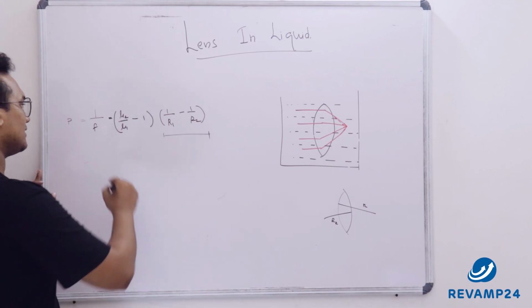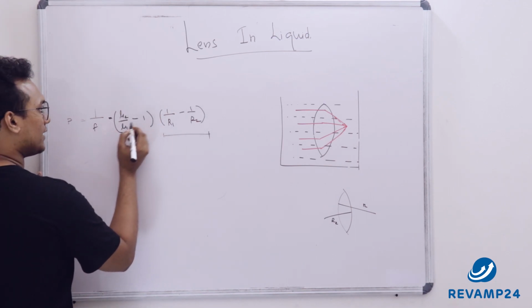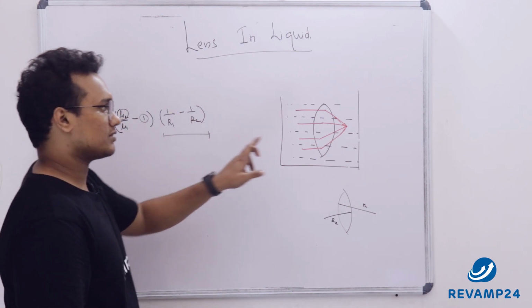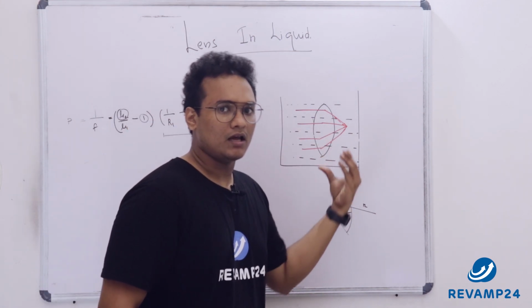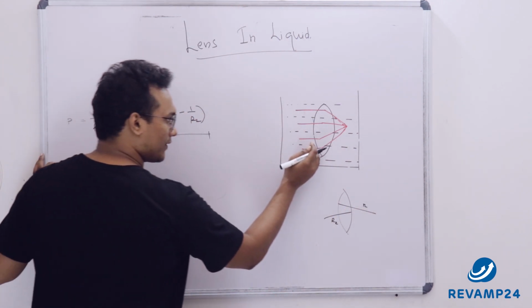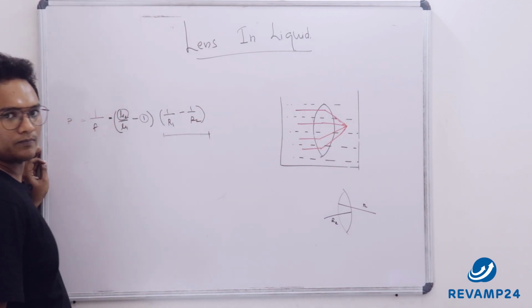What is changing is this part, and out of that, 1 doesn't change, and even mu2 is not changed. Mu2 is the refractive index of the material of which the lens is made. What is changing? The refractive index of the surrounding is changing.